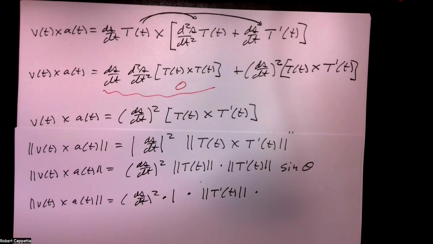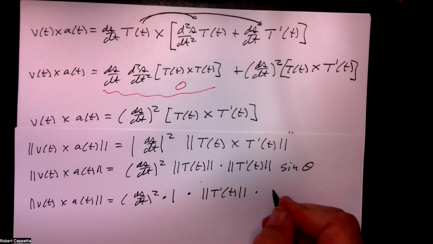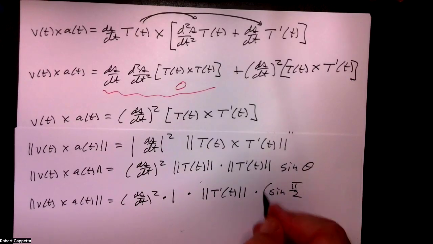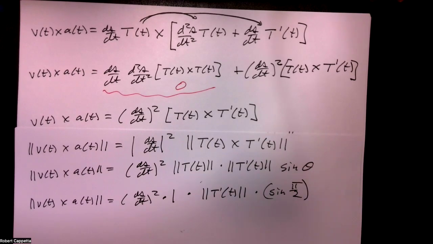But what do we know about that? Do we recall from earlier that T and T prime are orthogonal? Do you recall why that's the case? Magnitude of T is 1, T dot T is 1, take the derivative. That tells me then that T dot T prime plus T prime dot T has to equal 0 because the derivative of 1 is 0. So the angle between T and T prime is 90 degrees. So I get the sine of pi over 2. So this is 1, and this is 1.